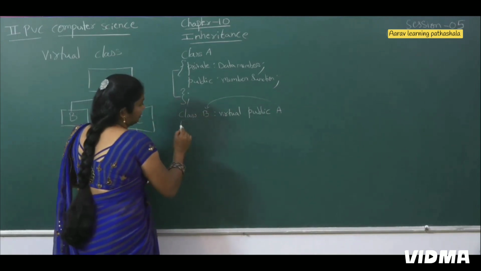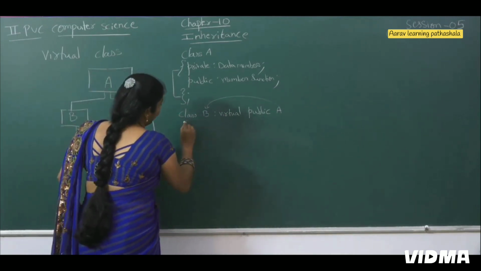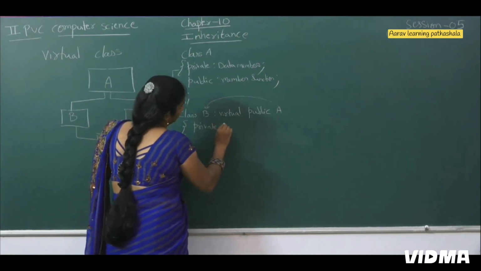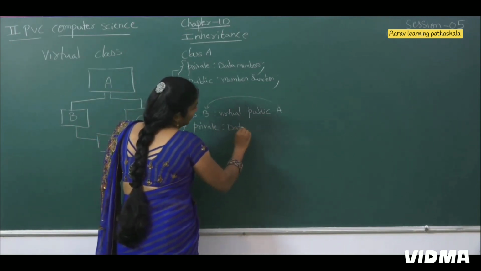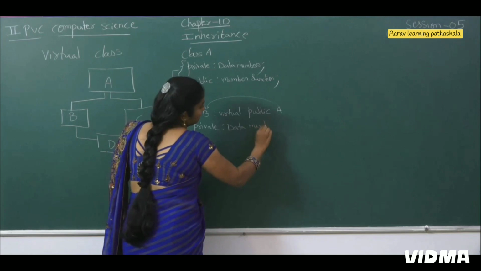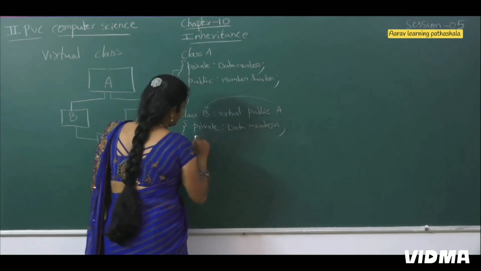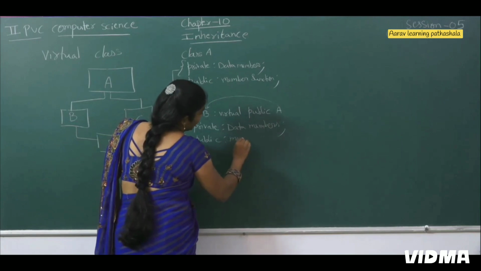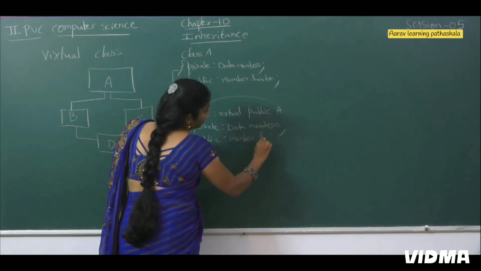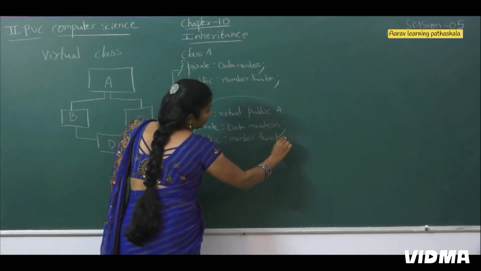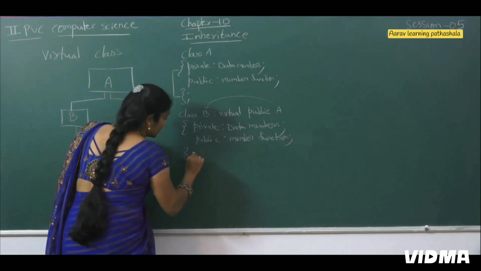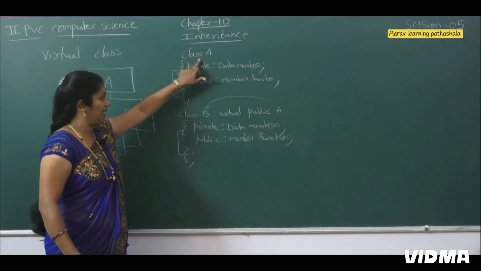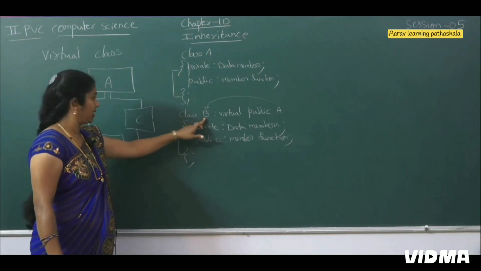Then this B class also contains data members as well as member functions. In private section we are mentioning data members, as well as in public we will mention the member functions. Then next we will close this class. Here how many classes we have created? One is A, the base class, and B is the derived class.